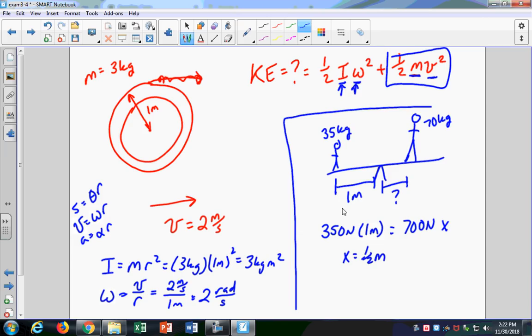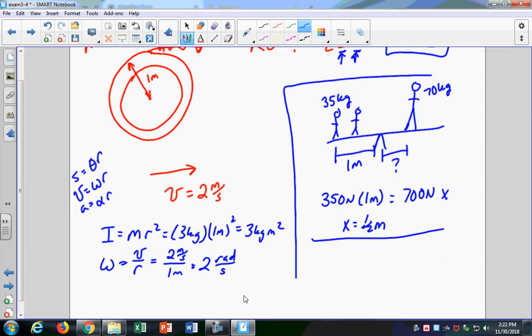But if you move the pivot point, it doesn't matter. You just have different numbers. Or even if you have additional people, like let's say instead we have another person over here. How would that change the problem? Let's say they're both 70 kilograms.